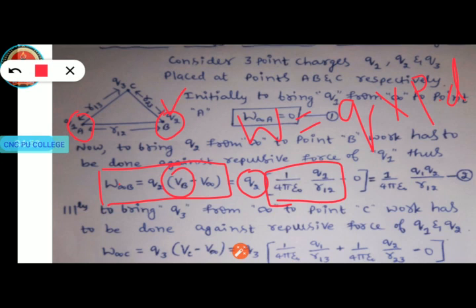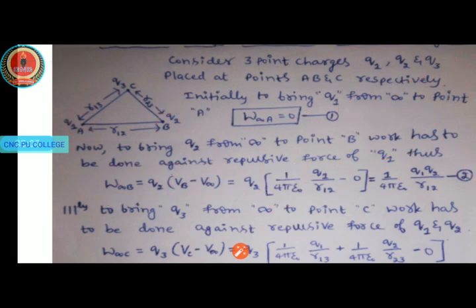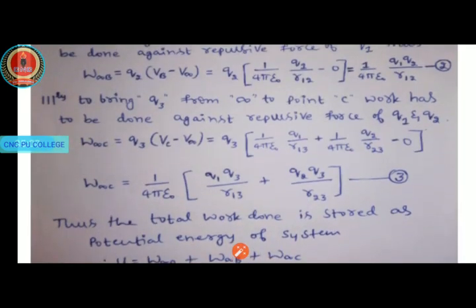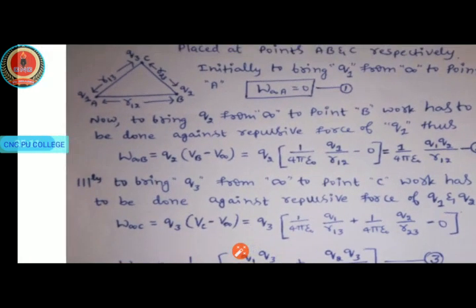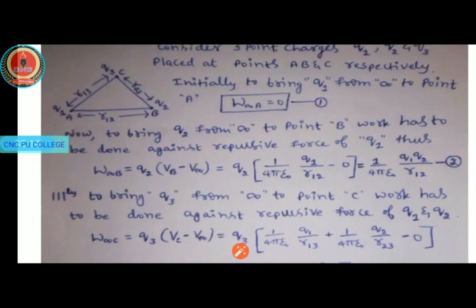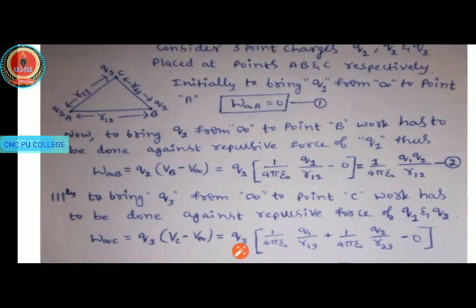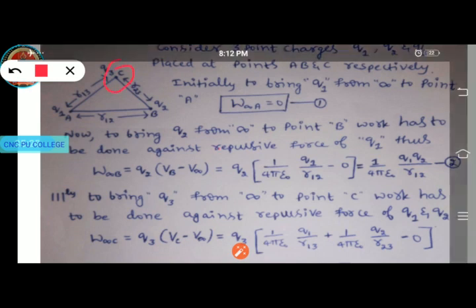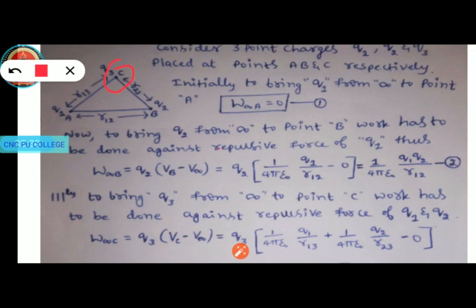Finally we are getting the work done W infinity B is equal to 1 by 4 pi epsilon naught Q1 Q2 by R12. That is our second equation. So now we just got the work done for the second charge, but here we are going to bring one more charge, right? Here we have to bring one more charge, that is Q3. So please try to understand here.